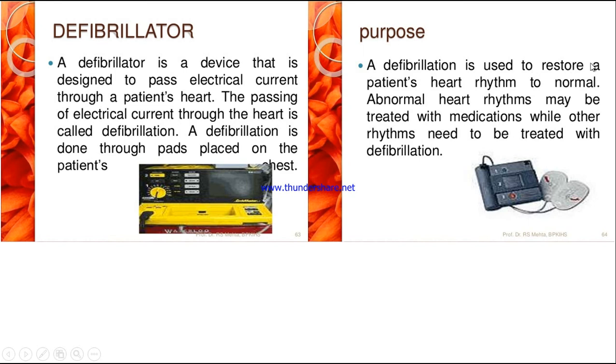The purpose is to restore a patient's heart rhythm to normal. Patients who are having an abnormal rhythm of the heart, or dysrhythmias, can be given defibrillation to restore the rhythm to normal. Some abnormal heart rhythms may be treated with medications, while other rhythms need to be treated with defibrillation.